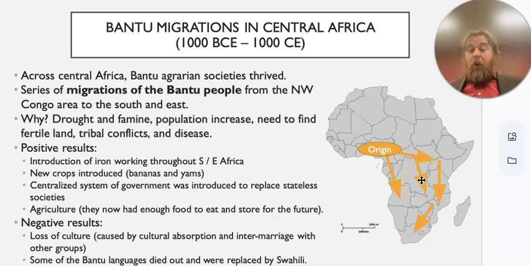You see the spread of new types of crops, bananas and yams, and you begin to see the emergence of powerful centralized states as opposed to mostly stateless societies. Now, negative result, again, I don't like that necessarily, but when you have the expansion of civilizations that have powerful states into areas that are mostly stateless, it is not going to usually work out well for stateless people.